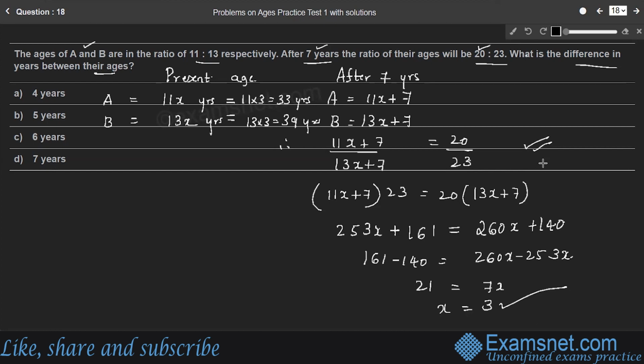So we'll consider the difference in their present ages, right? Here B is the elder one, so we'll consider B minus A. 39 minus 33 is 6, right? So the difference between their ages is 6 years. Hence option C is the right answer.